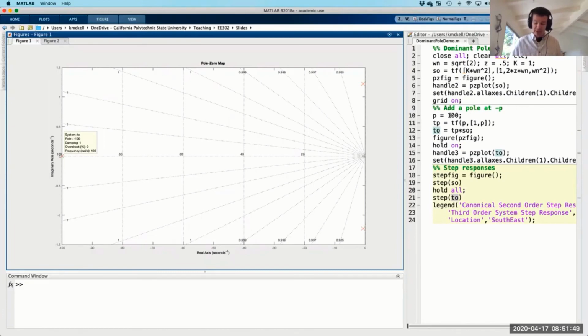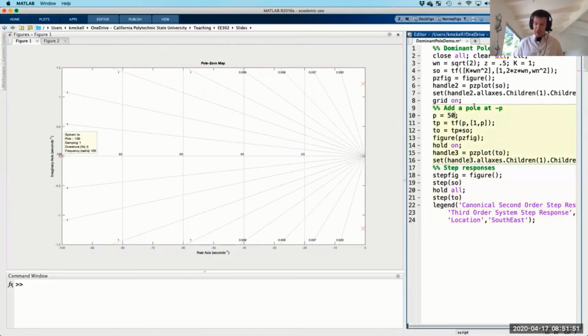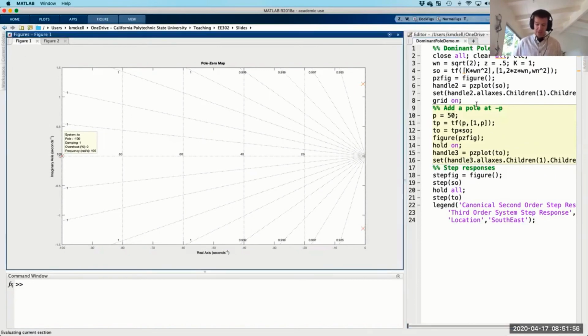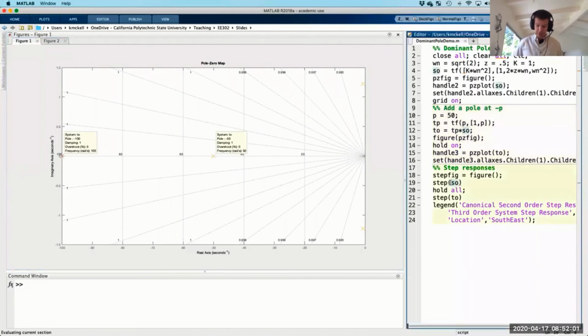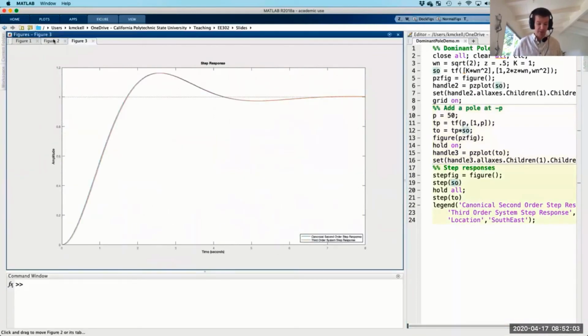So let's change things. Let's move that third pole closer in so that it decays less quickly. Here I've moved the third pole to there, and I'm going to regenerate the step response. Hopefully you can start to see that these curves are starting to separate, but they only separate for the very initial bit of the transient. After here, they overlap again because the exponential contribution of that third pole has decayed.